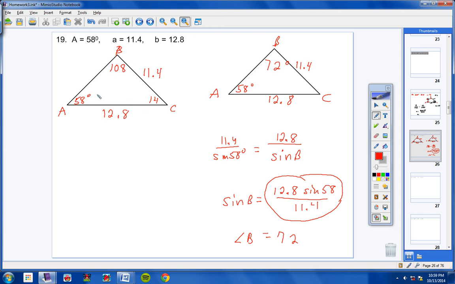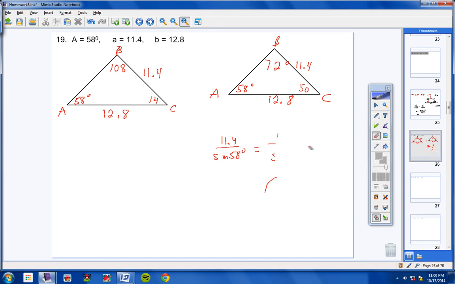Now let's come back over here. We found angle B was 72, so very quickly we can find angle C, and angle C is 50 degrees, okay, by adding these two together, subtracting from 180, and now we just have one side left to solve for, and that's side C, okay? So here we go. Side C over the sine of 50. So if I cross multiply and then divide, I'm left with C equals 11.4 sine of 50 divided by sine of 58.